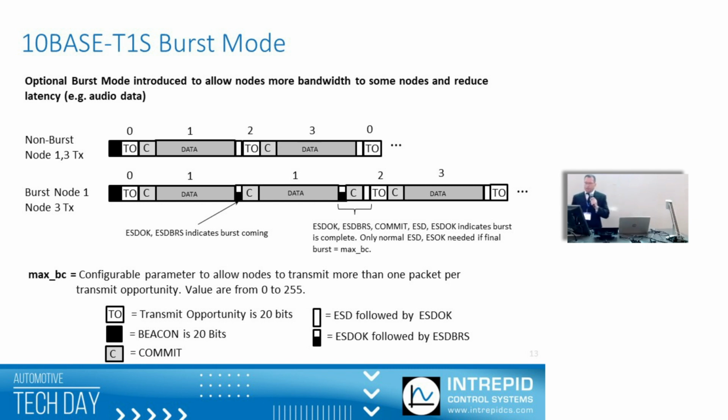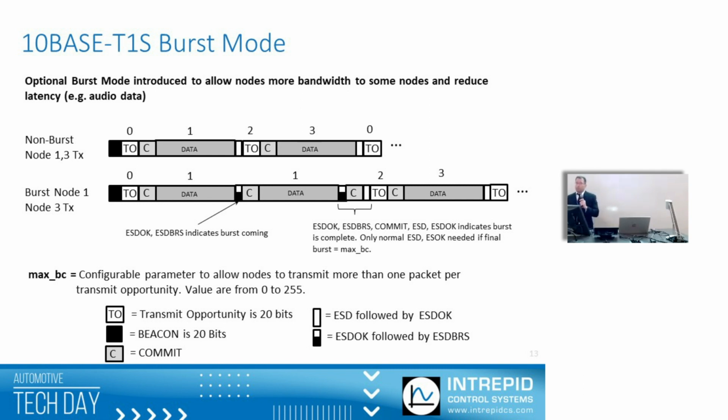But it's important to understand that there is a feature called burst mode that enables one or more nodes to transmit up to 255 Ethernet packets per transmit opportunity. Now, the reason why this is important is because with almost all networks, there are going to be a small number, sometimes just one node that is a large producer of the data on the network.